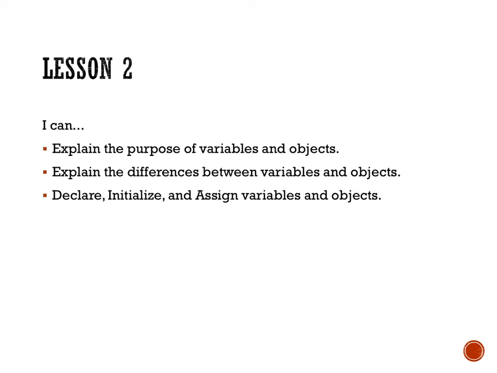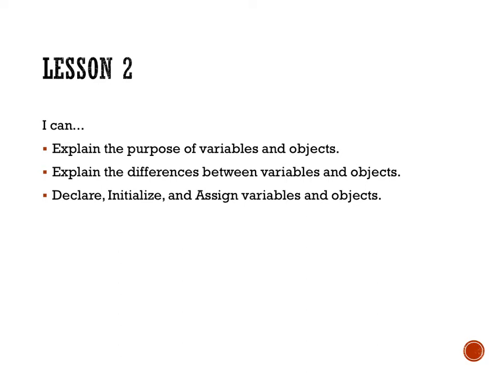So throughout lesson 2, we're going to be focusing on variables and objects and how we can use these as we begin learning about game design. So you hopefully have seen variables before. Some of you have encountered objects depending on your background in computer science, and we're going to explain the differences between variables and objects, and then we're going to talk about how we declare, initialize or instantiate, and assign variables and objects to have various values.